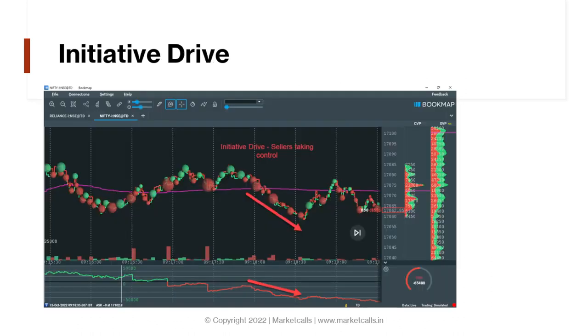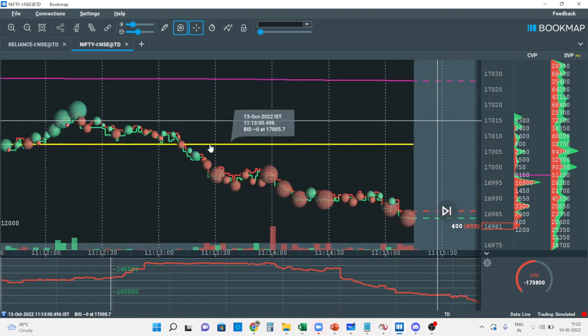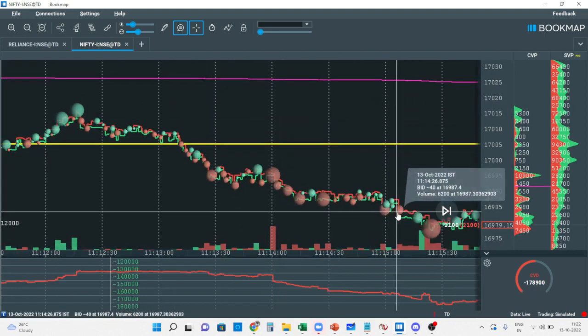All right, so let's try to understand a concept called initiative drive. Initiative drive is when sellers are taking active control in the market. In this example, you can see that the sellers are pushing the price down. At the lower bottom of the charts, there's a metric called cumulative volume delta, CVD. If I show you from my charts here, you can see that the CVD is like minus 17,800. Sellers are getting more aggressive for the day. That is what the bigger picture is all about.